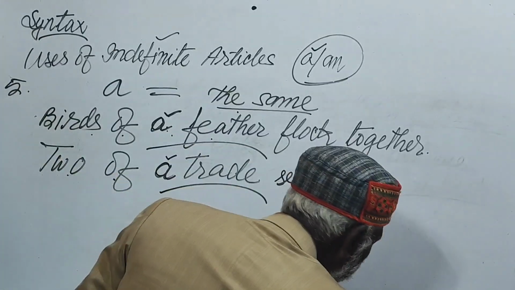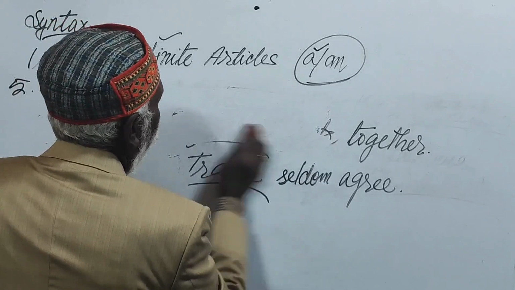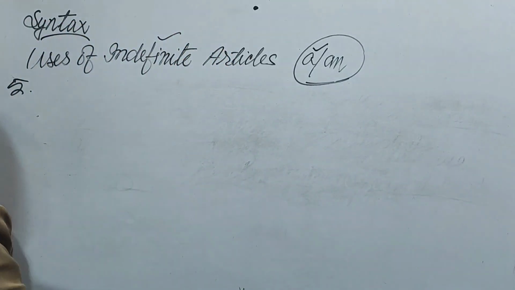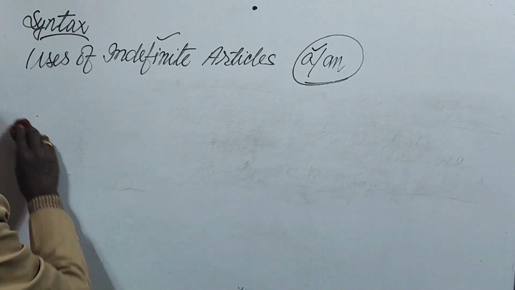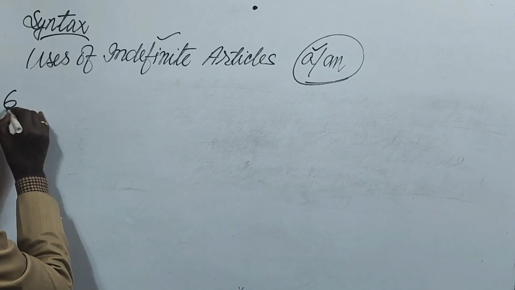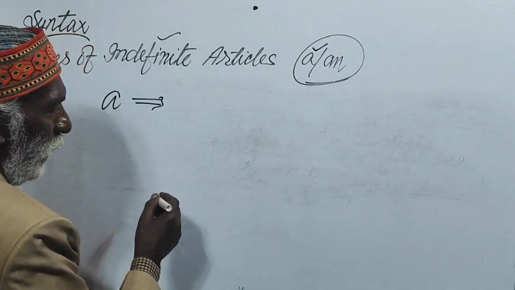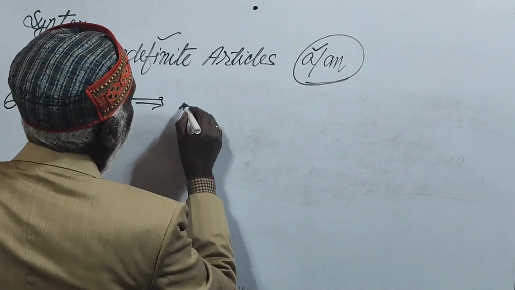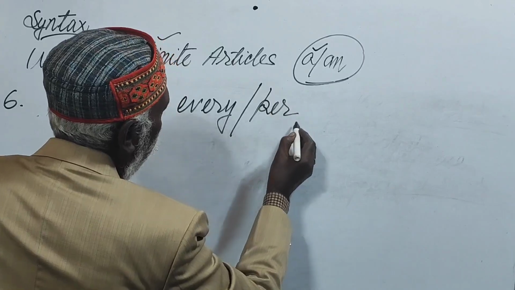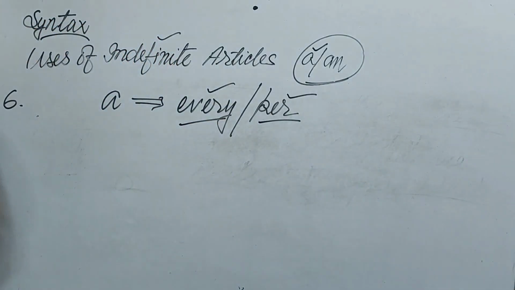Next point to learn. Point 6, what is point 6? To use a in the sense of every or per. A refers to or is in the sense of every or per. Okay, per and every.